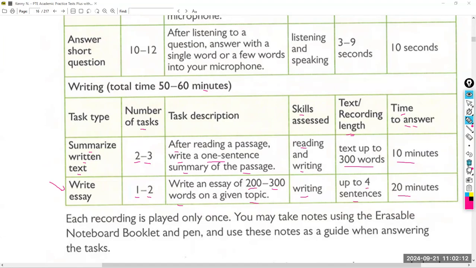Okay? Be careful, please, Dalia, that each recording is played only once. You may take notes, not you may, you have to take notes, because you are not a robot to remember everything. So I have to take notes using my erasable noteboard, booklet, and pen. And I have to use these notes as a guide when I answer the tasks. Okay? So this is about the first task.